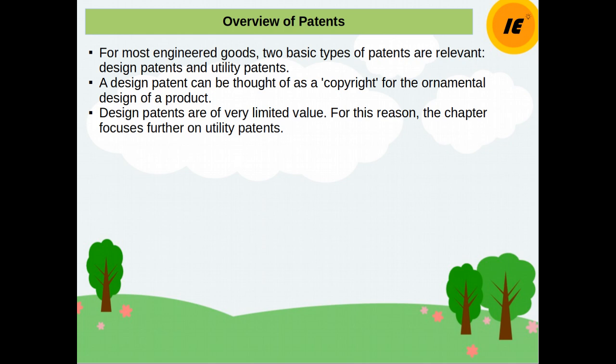It is actually the word used in its core meaningful form, which means that for most engineered goods, two basic types of patents are relevant: design patents and utility patents. A design patent can be thought of as a copyright for the ornamental design of a product. Here the word ornamental is not used in the context of jewelry or something like that. Design patents are of very limited value, and for this reason in this lecture we'll focus on utility patents, which are more relevant for us as a community.